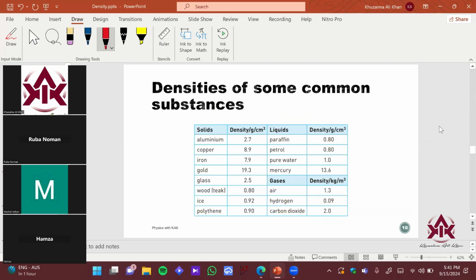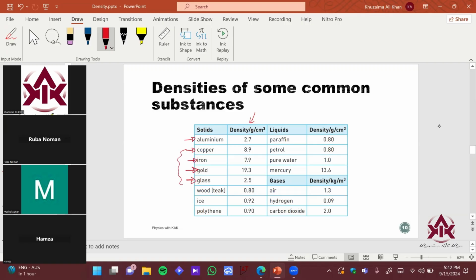Let's move on. So these are some densities of some common substances which we found in Earth. ठीक है. So it's given in gram per centimeter cube, right? Solids की. So aluminum की is 2.7, copper की is 8.9, and then you can see copper has a very high density, right? Iron has a density of 7.9 gram per centimeter cube. Gold has the highest density, but we cannot use gold to create building, right? It's pretty rare, right? And glass की is 2.5. You can see glass is pretty weaker than the copper, right? You can see the relation why.